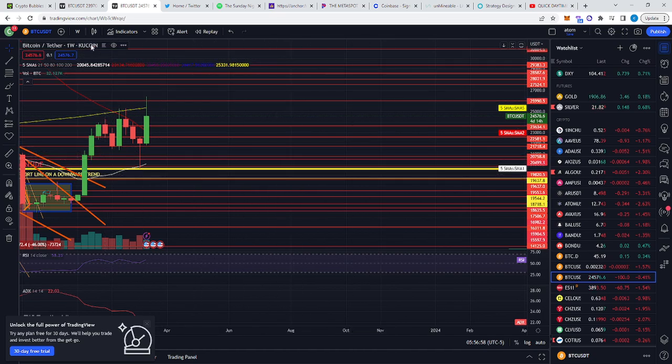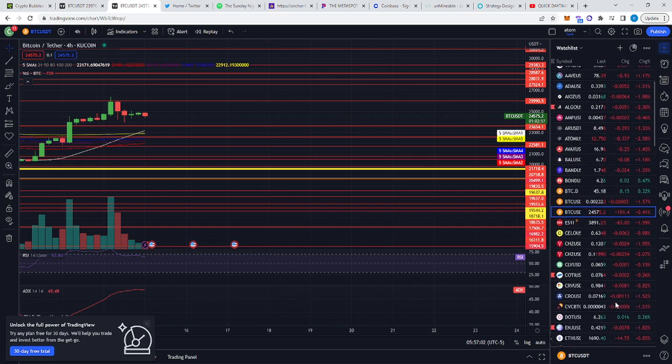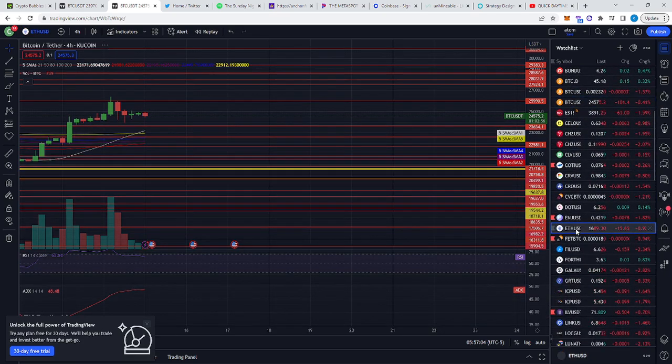All right, so let's go ahead and take a look at Ethereum. Let's see here, Ethereum 4 hour chart.